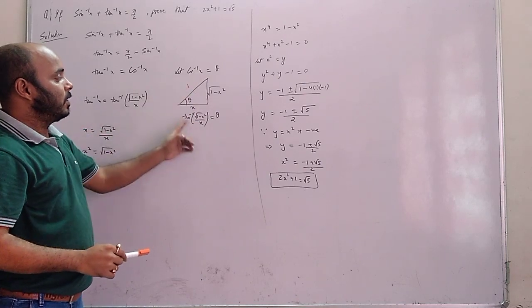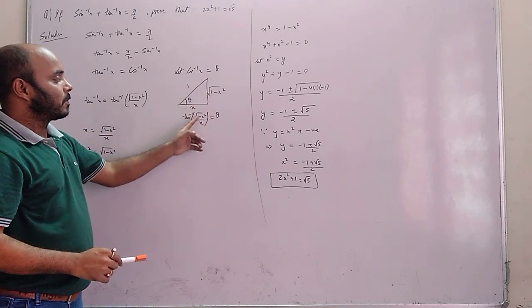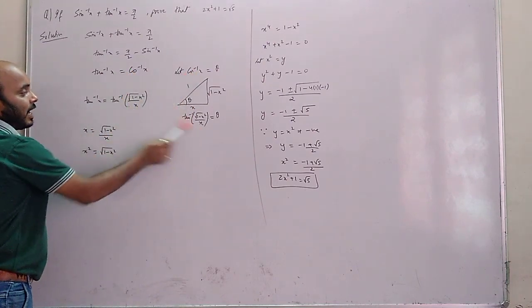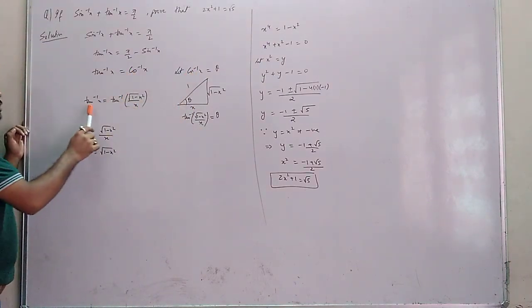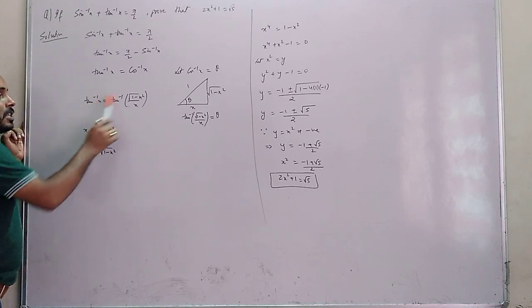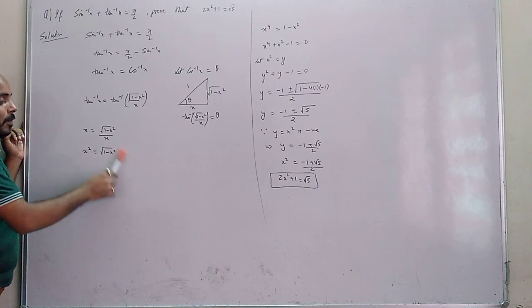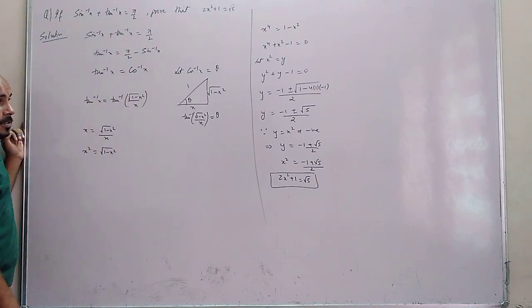So tan inverse will be equal to perpendicular by base, equal to theta. So in the place of cos inverse x, I am writing tan inverse x. Okay. Now both tan inverse are the same. That means the inside part will be equal. So shifting x square this way. Now from here you need to find that expression 2x square plus 1 equals root 5.